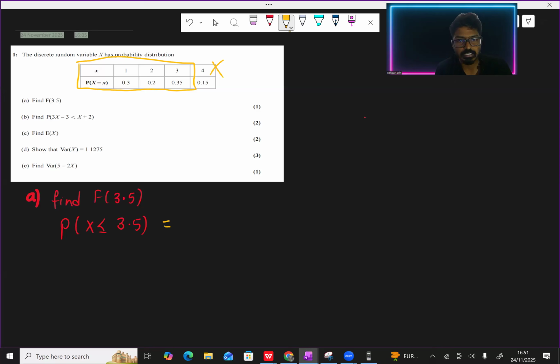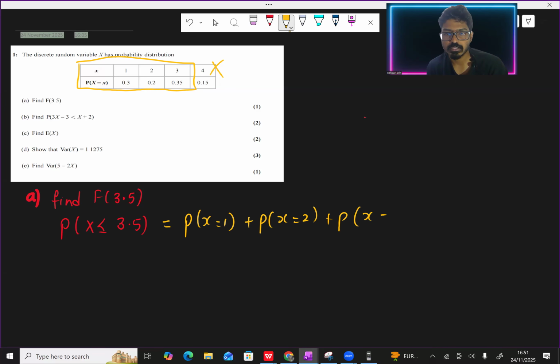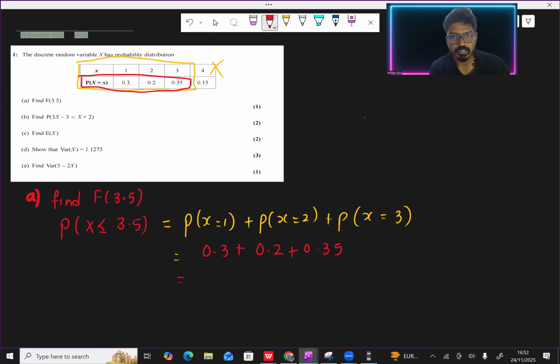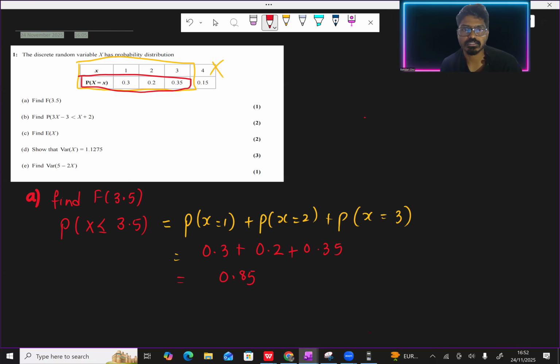So to find that, we know the formula: probability of x equal to 1 plus probability of x equal to 2, and also the probability of x equal to 3. Here we only look at these values, the red box. So that is 0.3, plus when x is 2 the probability is 0.3, and when x is 3 the probability is 0.35, which is less than 3.5. When you add all of these, 0.3, 0.2, 0.35, upon adding we get 0.85. So this is the answer for part A.